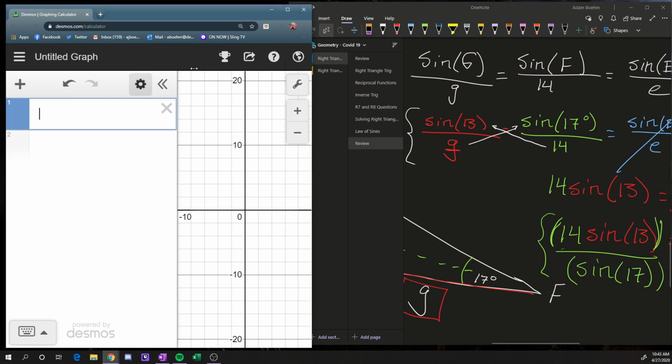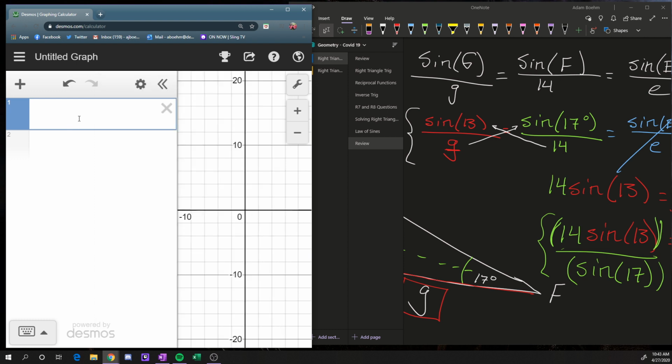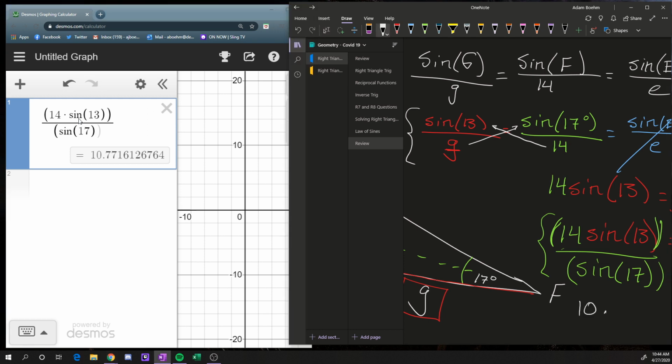Okay, then we can type that into Desmos. Again, we need to make sure we're in degrees. So we go to our wrench icon, go down to degrees, click it, and then we'll be in the right mode. Then we just type in what we have: 14 times sine of 13 divided by sine of 17. And we get 10.77. This says round to the nearest tenth, so our answer would then be 10.8. And that is the length of that G side.